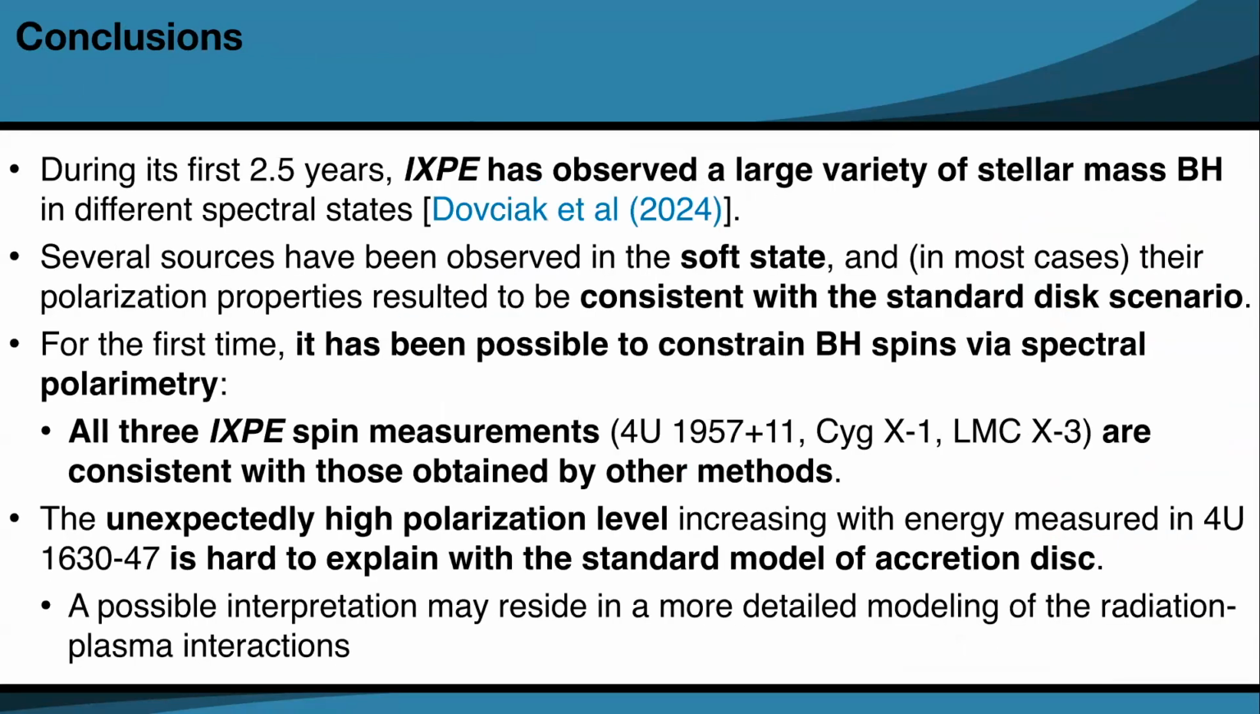During the first 2.5 years, we have observed a large variety of stellar-mass black holes, and several sources have been observed. In most cases, these observations gave results consistent with the standard disk prediction. For the first time, it was possible to measure the spin of a stellar-mass black hole using X-ray polarimetry, and all three observations gave results consistent with those obtained with the spectroscopic methods.